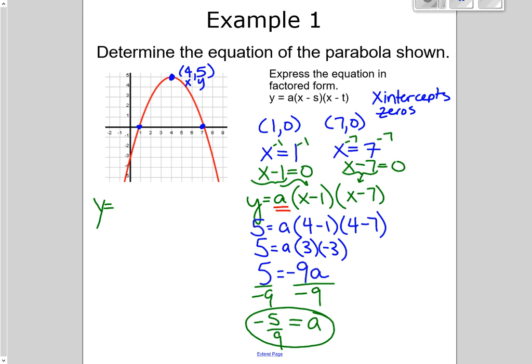Our equation must be y equals negative 5/9, because that's our a value, bracket x minus 1, x minus 7. Okay, so let me just do a quick little check.